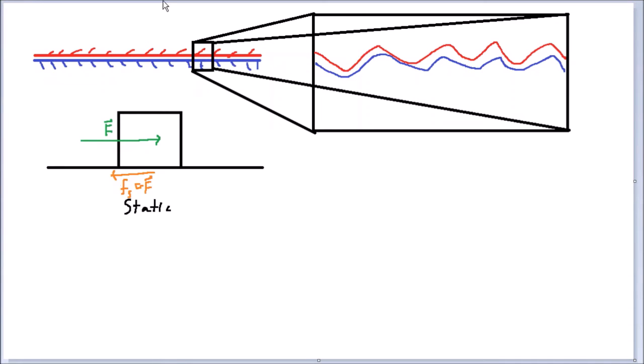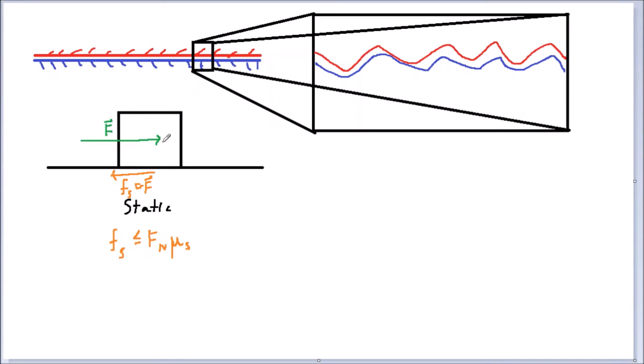The maximum value of this static friction, F sub s, is going to be less than or equal to the normal force on the object, so it's proportional to the normal force, multiplied by mu sub s. This mu sub s represents what we call the coefficient of static friction. The coefficient of static friction depends only on the materials of these two objects, not on the surface areas, not on really anything else. So if you take any two surfaces, you can experimentally calculate or search up some coefficient of static friction.